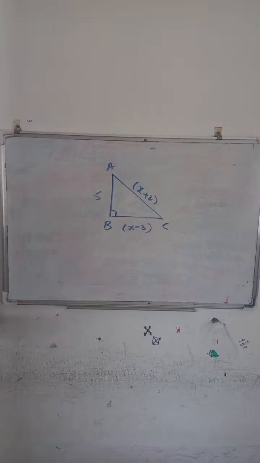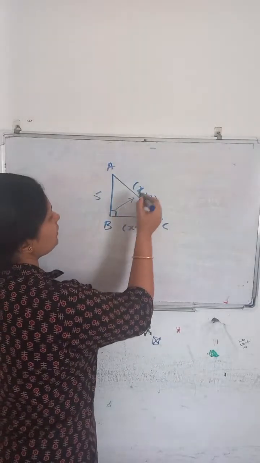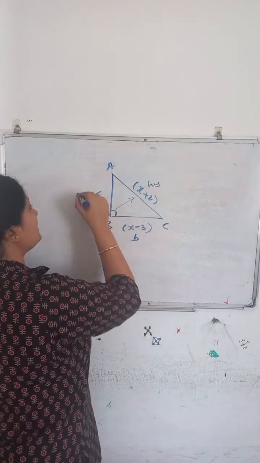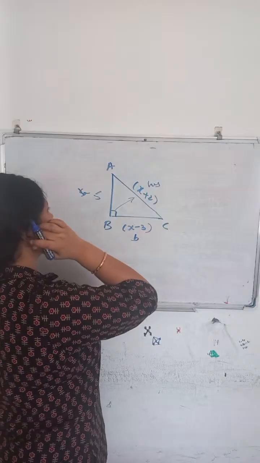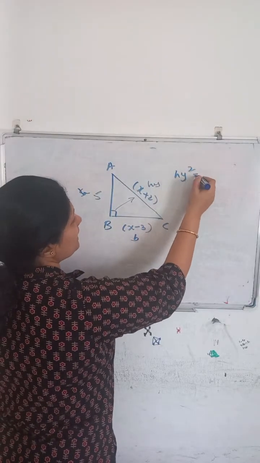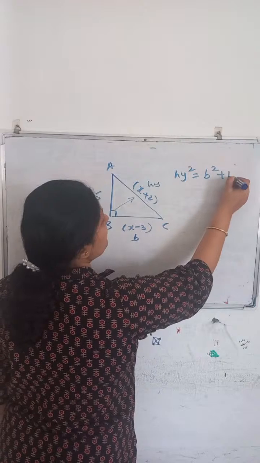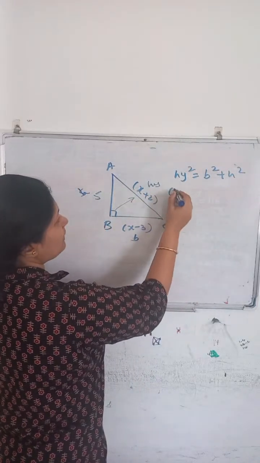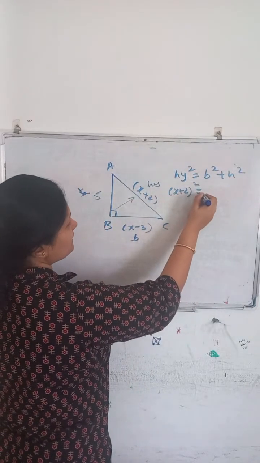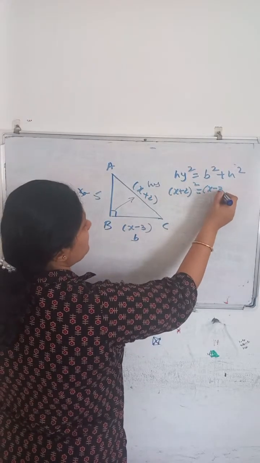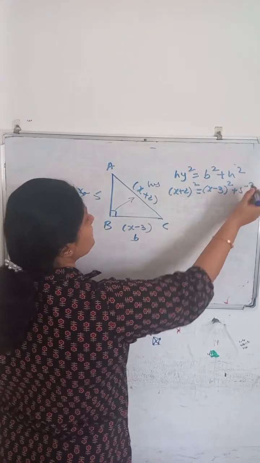How to find x? If we want to solve this, you should know the Pythagoras theorem. Opposite to this 90 degree is always the hypotenuse. This is base and this is height. So the Pythagoras formula is hypotenuse square equals base square plus height square. So hypotenuse is (x plus 2) whole square, base is (x minus 3) square plus 5 square.